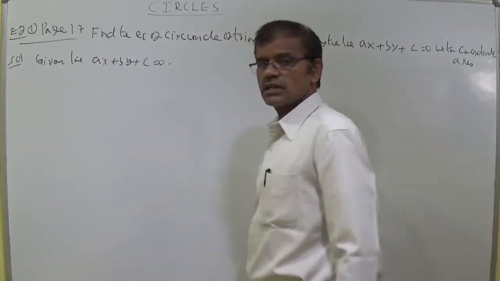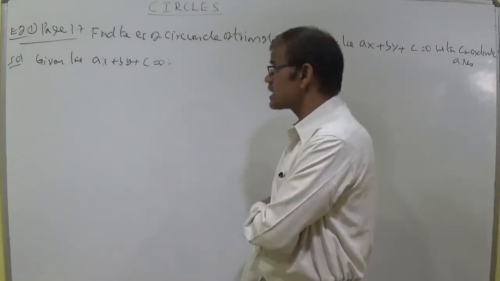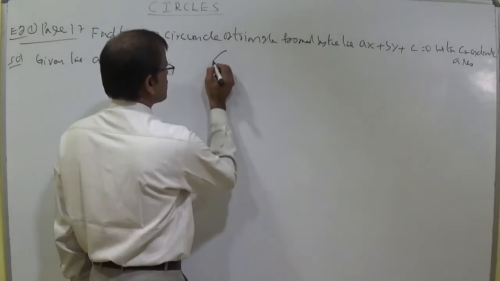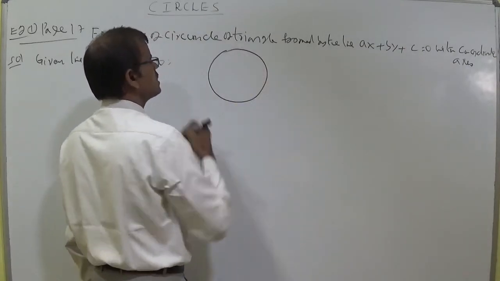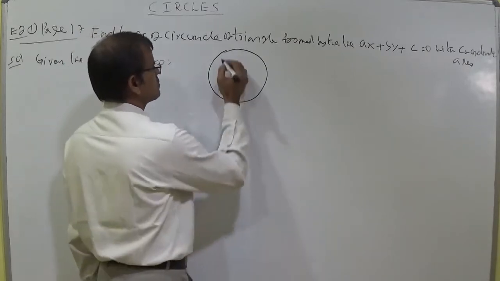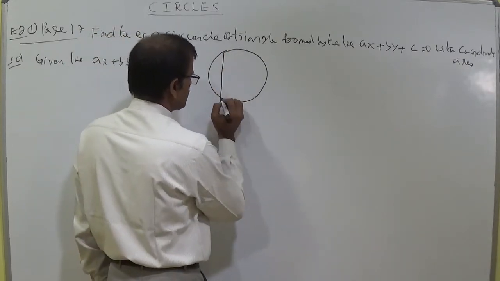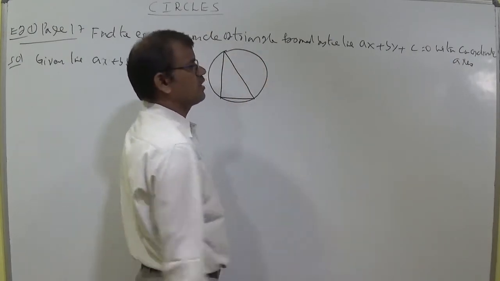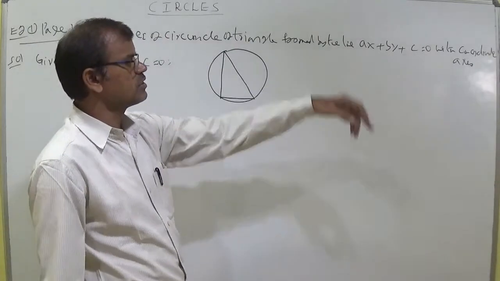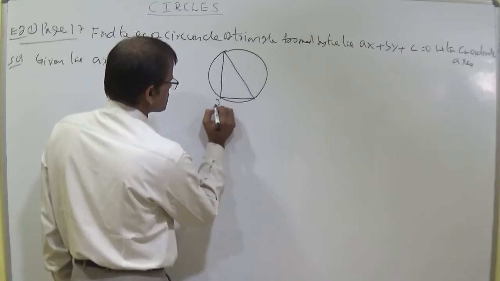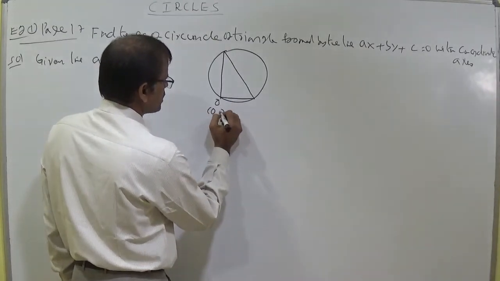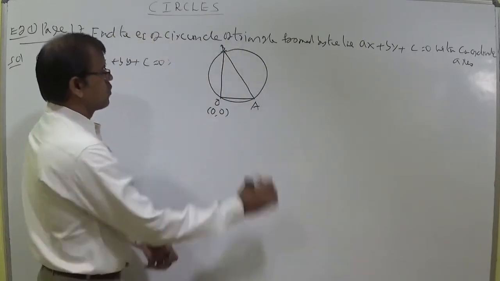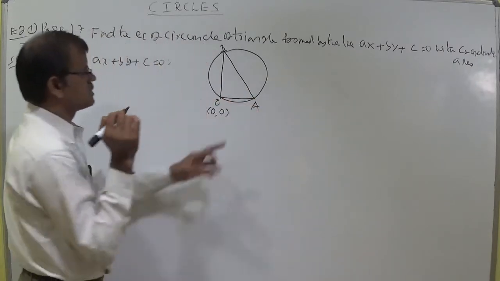Now he is asking for the circumcircle of the triangle with coordinate axis. That circle which passes through the 3 vertices of the triangle is called the circumcircle. So he is asking nothing but the circumcircle of a right angle triangle, because he is discussing the circle with coordinate axis. The coordinate axes intersect at the origin. So this is O, this is A and this is B.